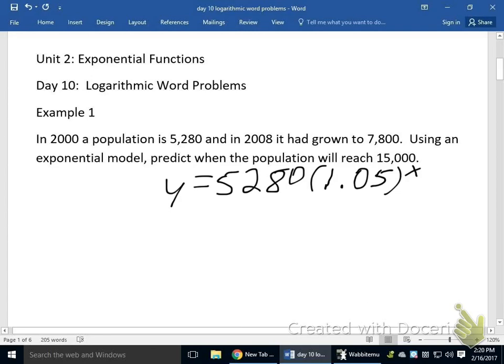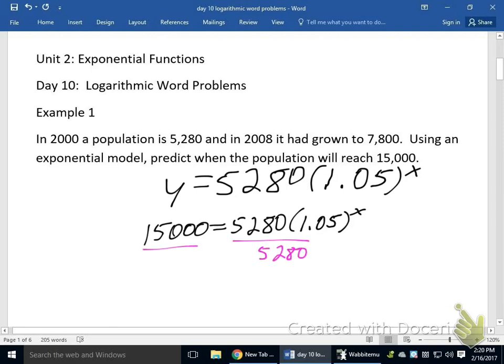Now what I'm going to do is figure out when this 15,000 is going to be achieved. So putting in 15,000 for my population. First thing I'm going to want to do now is get my base by itself. So I'm going to divide by this 5280 on both sides. And now I'm going to type that in my calculator. When I do that, I'm going to get a decimal, but I'm just going to turn it back into a fraction and leave it as 125 over 44. Equals 1.05 to the x.